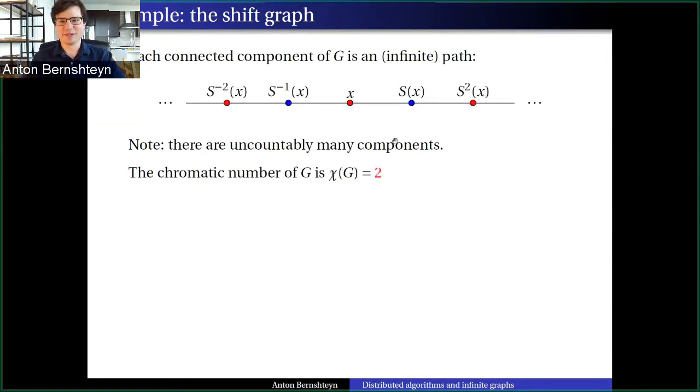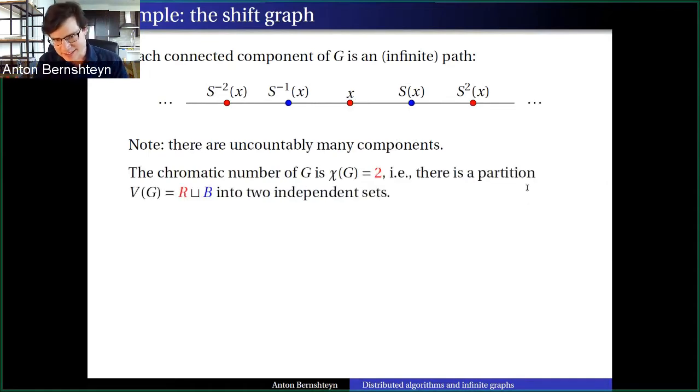Because the graph is just a bunch of paths that are disjoint from each other. And it's very easy to color a path with 2 colors. You just alternate the colors, red, blue, etc. Okay, so the chromatic number is 2. In other words, I can partition the vertex set into 2 subsets, red and blue, which are 2 independent sets. Right? Okay.